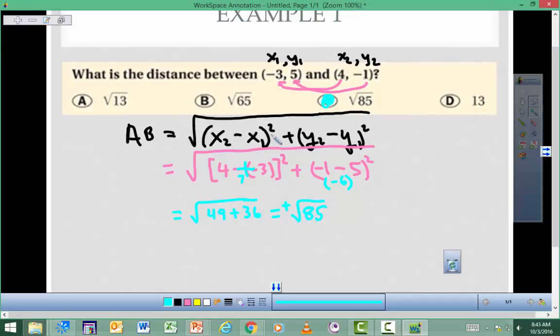Any questions about the distance formula? Again, it should be review, but this is basically what we call a plug and chug type problem. You just plug the numbers in and see what you get. Okay, so let's continue.